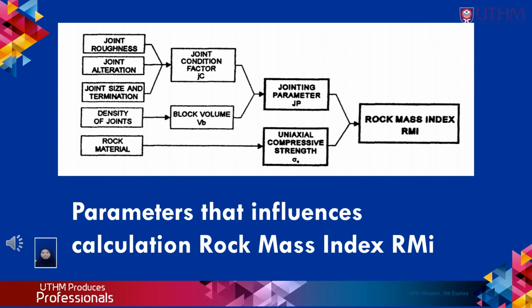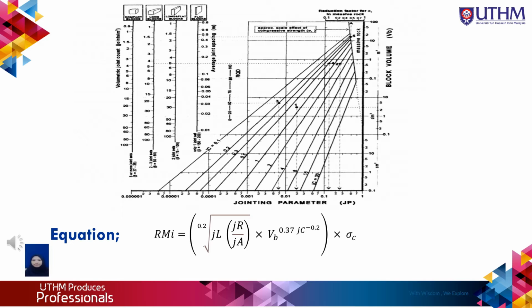In determining rock mass index, there are two things that need to be considered, which are the jointing parameter and compressive strength. This figure shows the main inherent parameters in the rock mass that are applied in the RMI. This figure shows the relation between block volume, RQD and JC in determining the jointing parameter. Besides this figure, we can calculate the jointing parameter and other parameters manually using this equation.